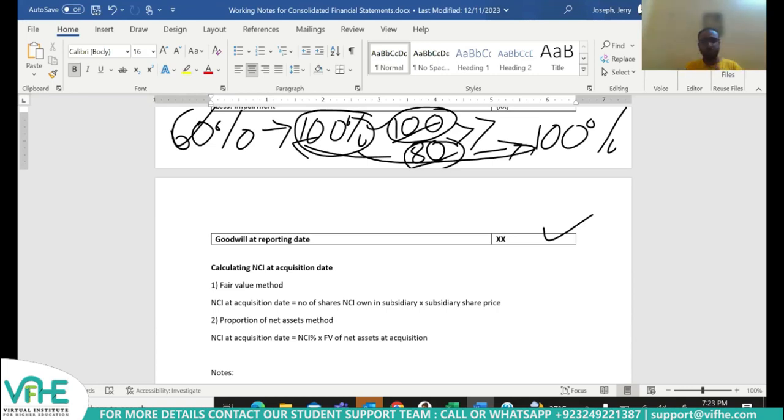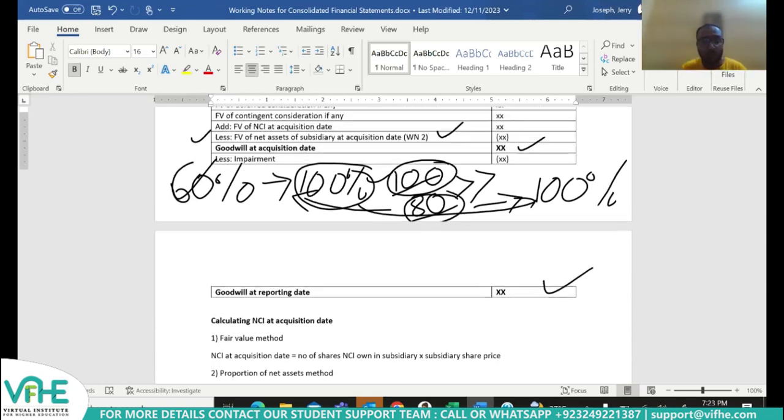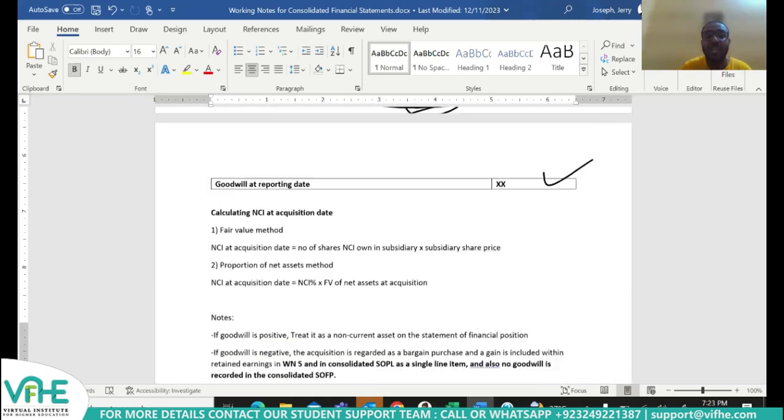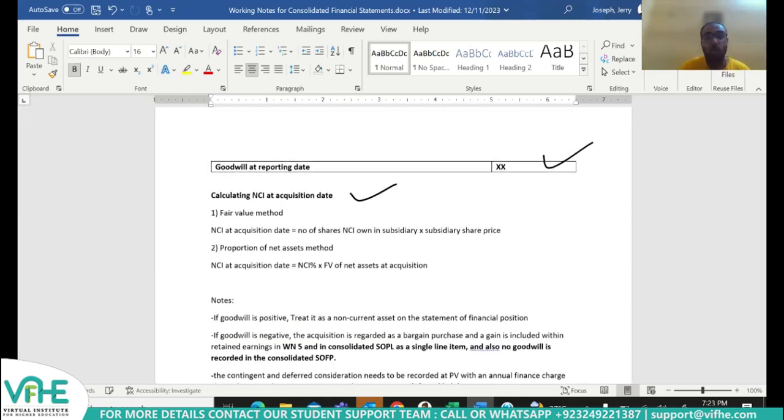Next, let me tell you. We have quickly understood what is NCI. Now, we can calculate NCI using two methods. What are the two methods of calculation of NCI? First method is the fair value method.